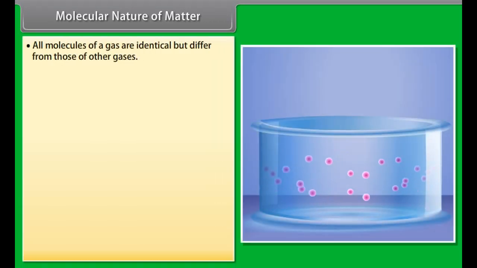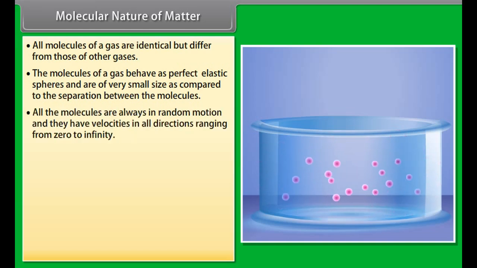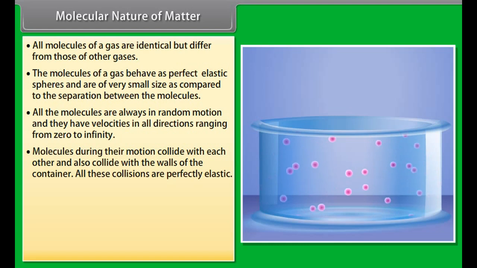All molecules of a gas are identical but differ from those of other gases. The molecules of a gas behave as perfect elastic spheres and are of very small size as compared to the separation between the molecules. All the molecules are always in random motion and they have velocities in all directions ranging from 0 to infinity. Molecules during their motion collide with each other and also collide with walls of the container.